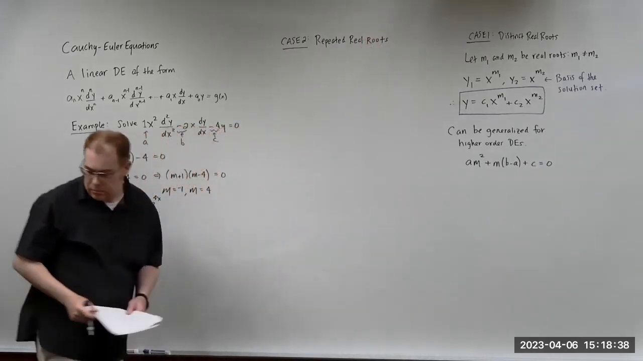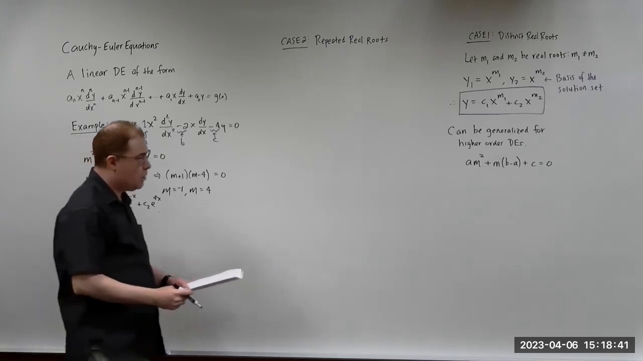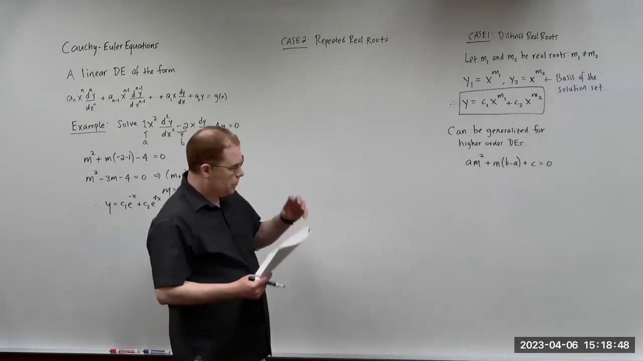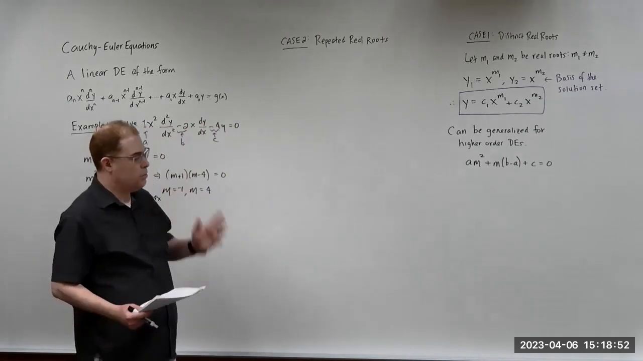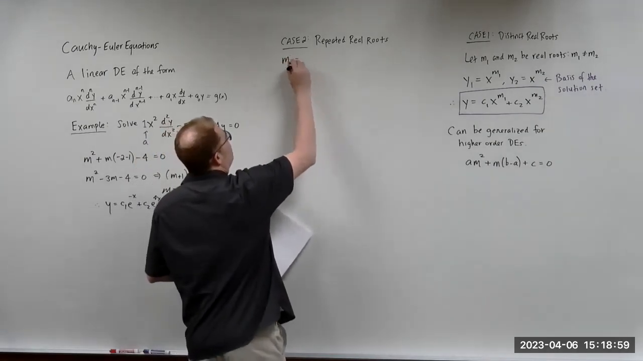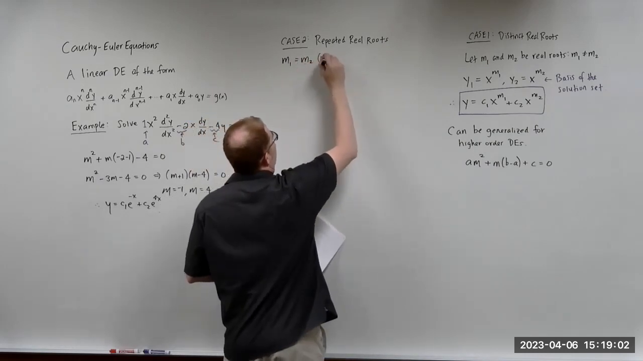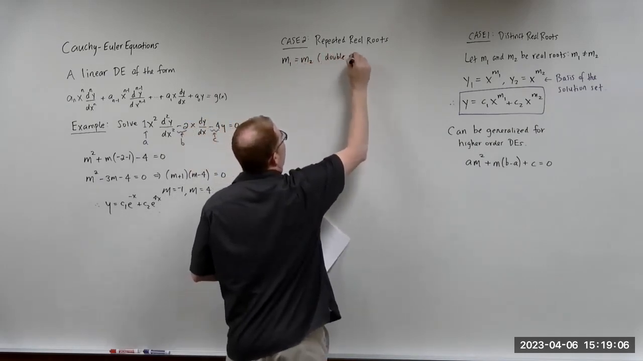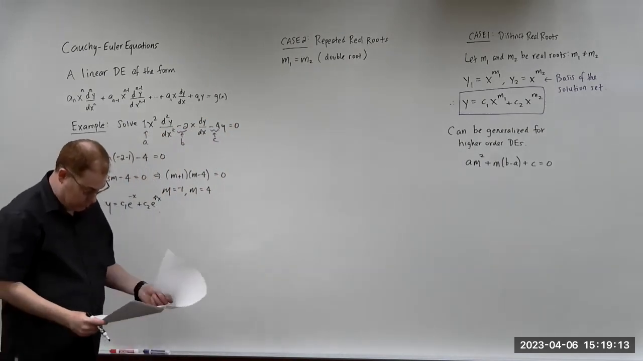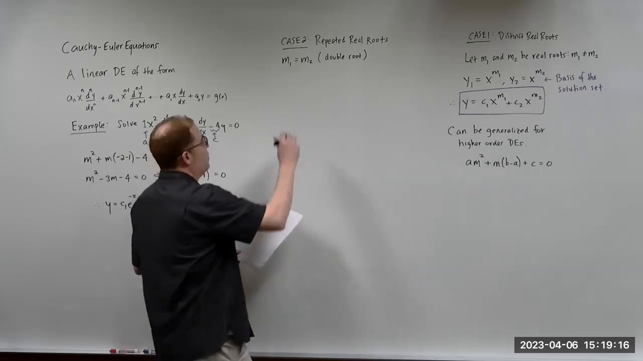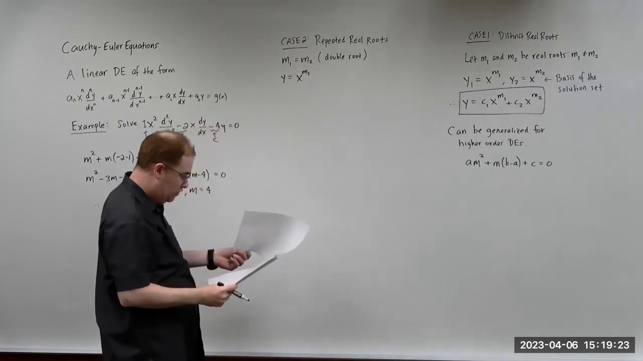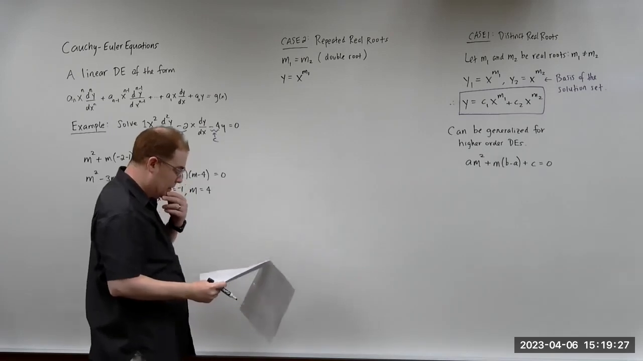Okay, repeated real roots. Again, we have our characteristic equation here, and let's suppose we solve it and get a root that has multiplicity of 2. That would imply that m1 is equal to m2. Sometimes we call this a double root. And so this implies that y would be equal to x to the power m1.